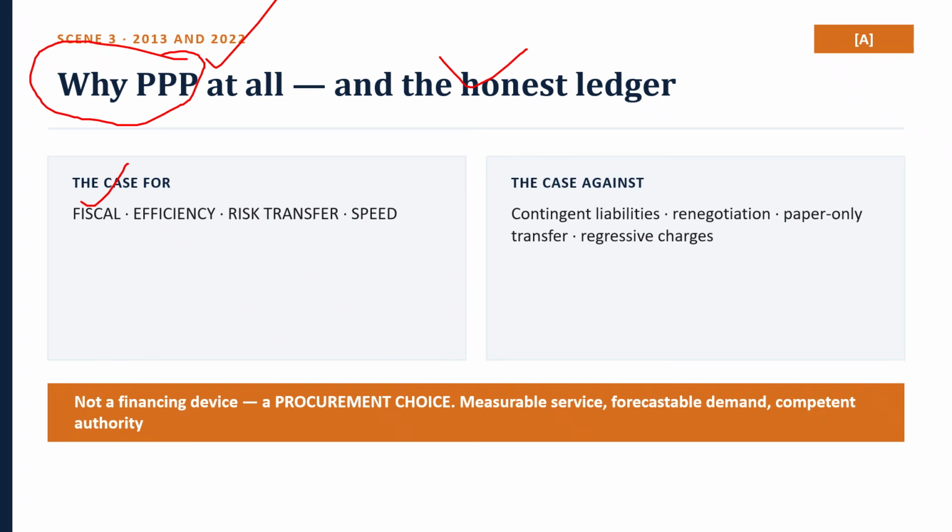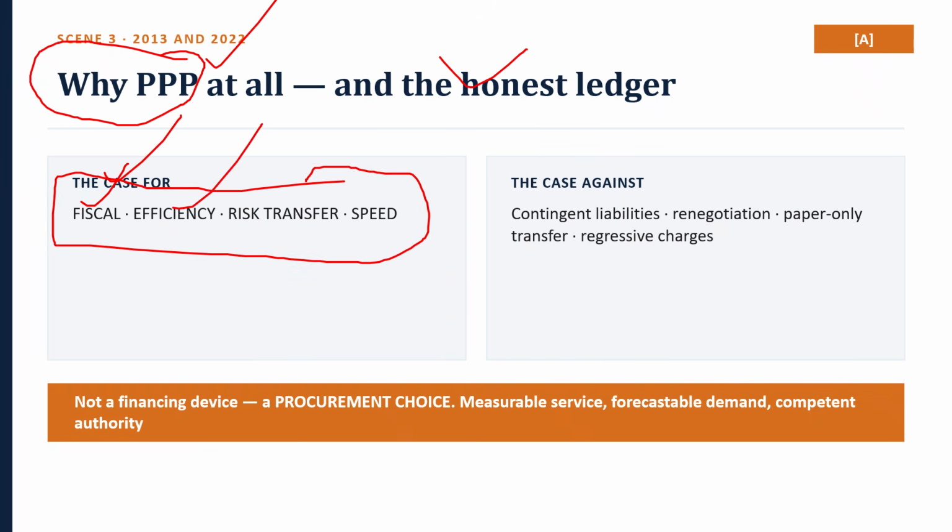Whole of life costing. A party that must operate an asset for 30 years bills it differently from a contractor paid on completion. The third one is risk transfer: construction and demand risk moved off the public balance sheet to the extent it is genuinely transferable, which is the whole debate. And the fourth one is speed and capability, access to specialized operators and to capital markets that will not lend to a line ministry. So that is the case for PPP: fiscal, then efficiency, then risk transfer, then speed and capability.